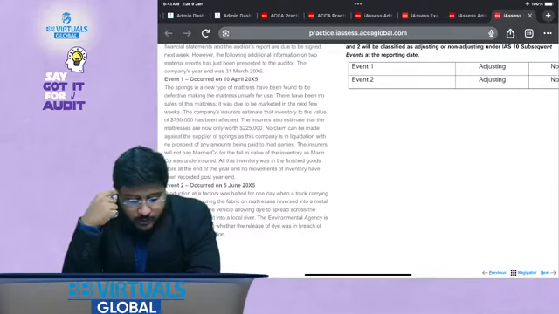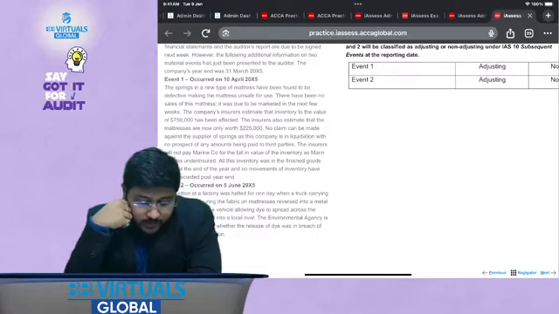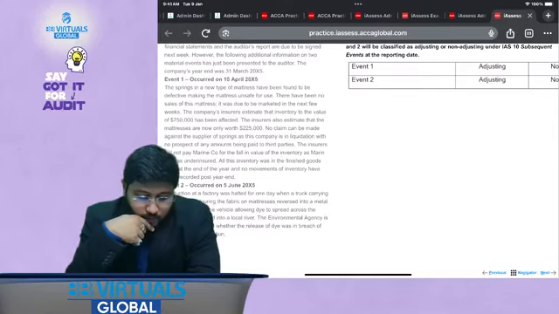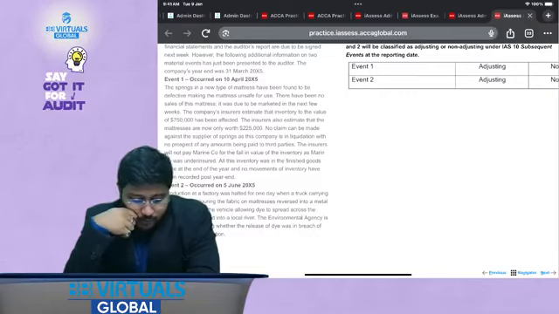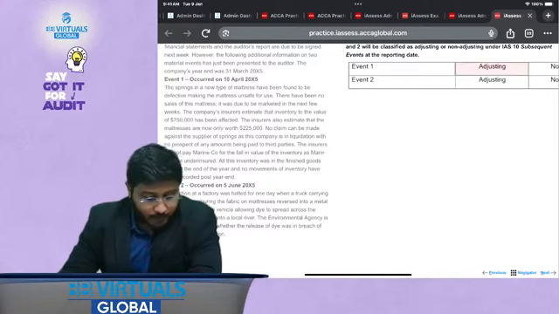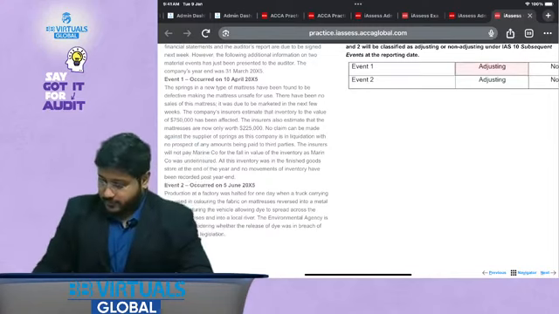No claim can be made against the supplier of springs, as this company is in liquidation with no prospect of any amount being paid to third parties. The insurers will not pay marine company for the fall in value of the inventory, as marine company was underinsured. All this inventory was in finished goods stored at the year end, and no movements of inventory have been recorded post year end. So this is first of all existing. Now, we have solved this part, existing.